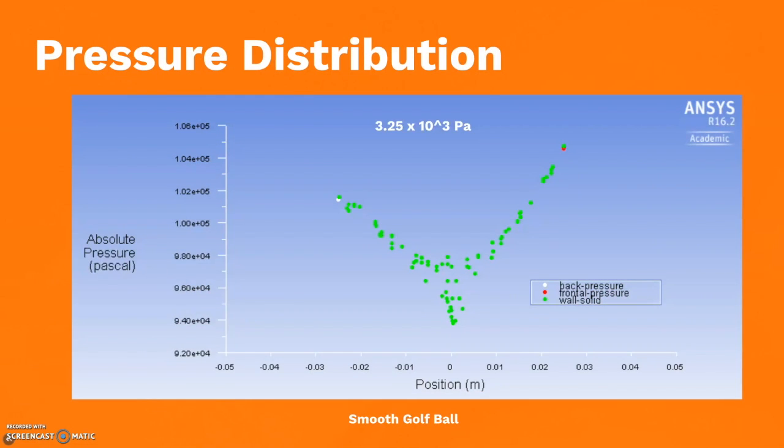And finally, let's now see how the pressure distribution along the golf ball behaves. For these plots, the majority of the points are represented by the color green, while the red and white points represent the location of where we're measuring the front and back pressures at. For the smooth golf ball, the red dot's value is noticeably larger than the white dot's value. This can be interpreted as having a higher pressure differential. The numerical value associated with this difference is 3.25 times 10 to the 3 pascals.